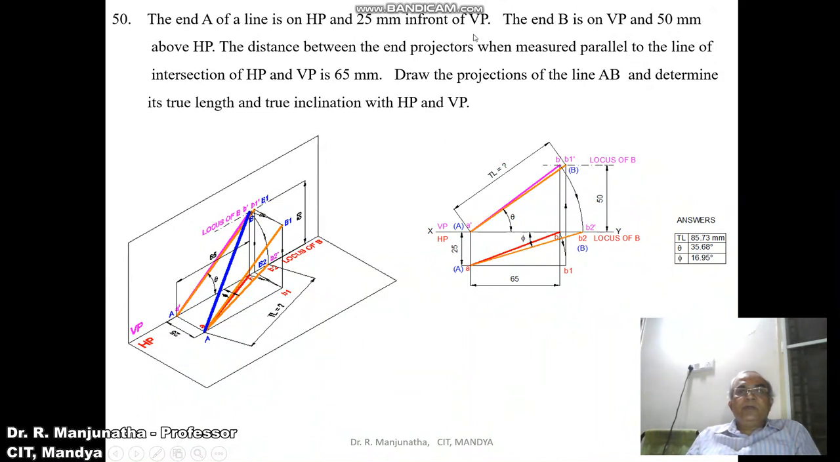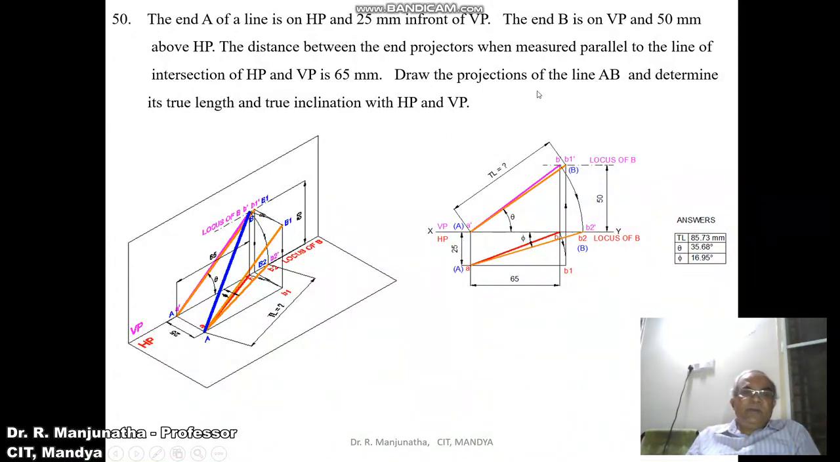So here, end A of the line is on HP. When you look from the front view, it falls on HP, that is on the XY line, so you mark this point as a dash. And it is 25 mm in front of VP. So when you look from the top view, we can see the distance in front of VP, which is 25 mm, and you mark this point as small a.